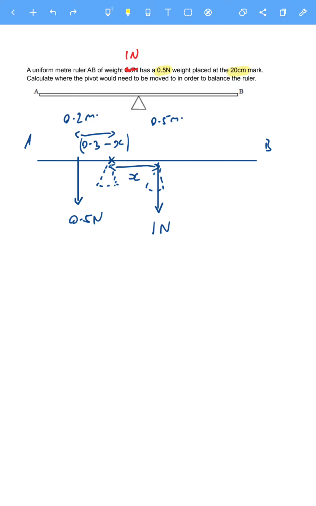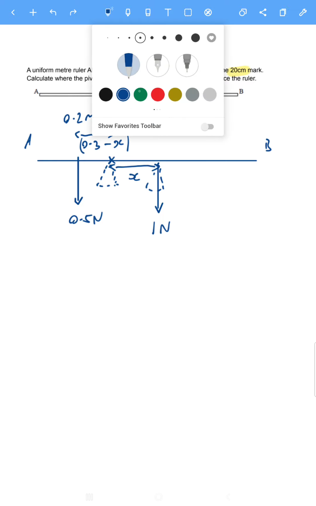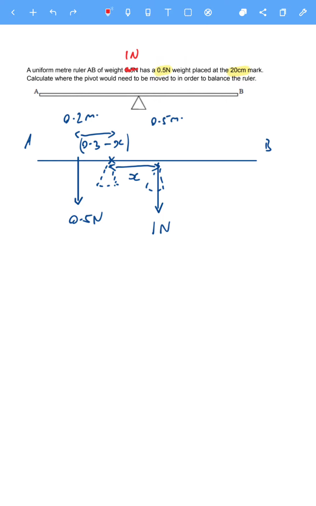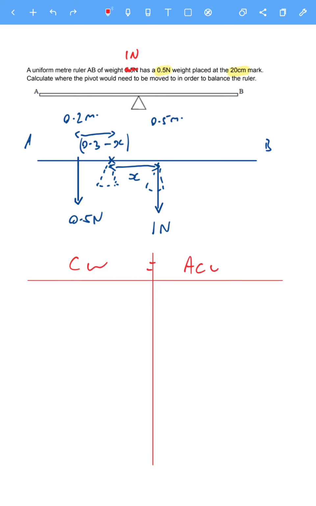Then what we need to do is take moments from the new pivot point, which we're going to do now. So same as always, for this type of question, we're going to say the sum of the clockwise moments is equal to the sum of the anti-clockwise moments. And we're going to do clockwise first from the new position. So we've got 1 newton times distance X. So 1 times X is obviously X. Equals anti-clockwise, we've got the 0.5 newton force multiplied by the distance, and the distance from the new position is 0.3 minus X.